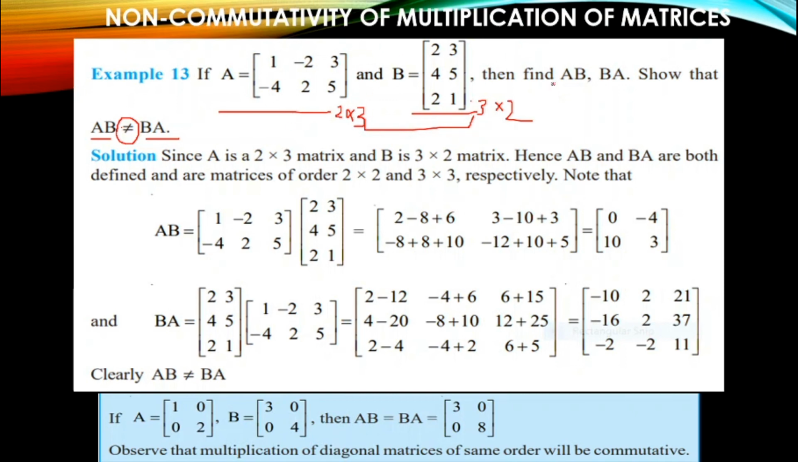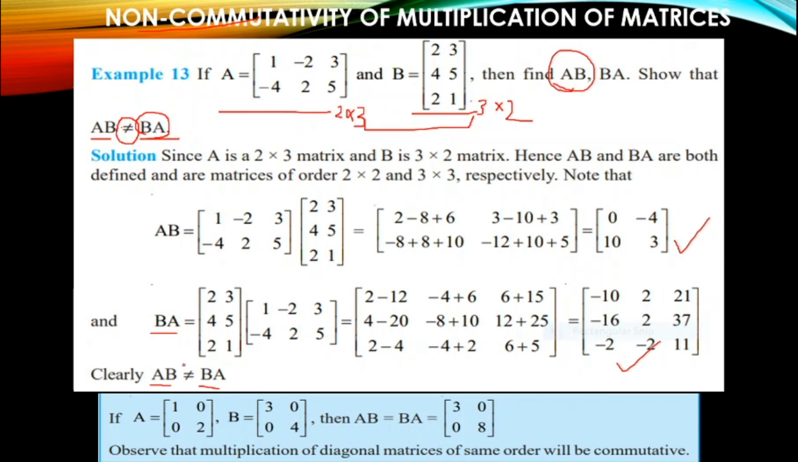So first we are supposed to find AB. After finding AB, what we get is 0, minus 4, 10, 3. Okay, next we solve for BA. When we solve for BA, what happens? Just see, minus 10, 2, 2, 1, negative 30, 16, 2, 37, negative 2, negative 2, 11. The order also changed, and it's not the same, right? So it is said that AB is not equal to BA. That is, multiplication of matrices is non-commutative. Is it clear? Okay, now go for the next property.